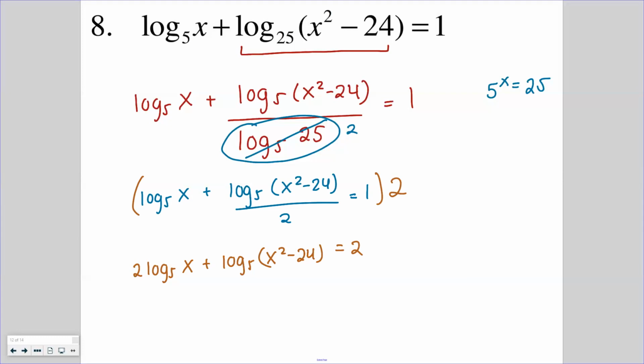We have a problem because we've got a coefficient here that is not 1. We've got a 2 in front of this log. So I've got to get rid of that. I've got to take care of that before I can combine these logs. Now, the way that I'm going to do that is I'm going to go backwards with that power rule. I can rewrite this as log base 5 of x squared.